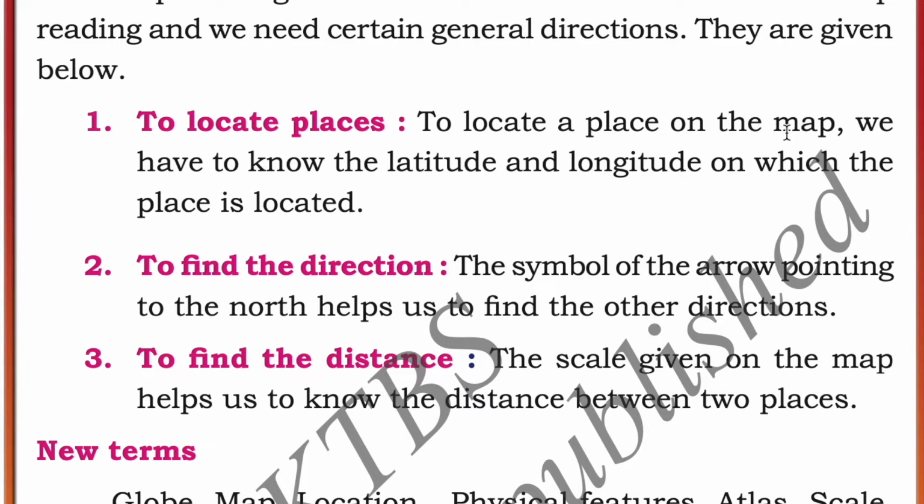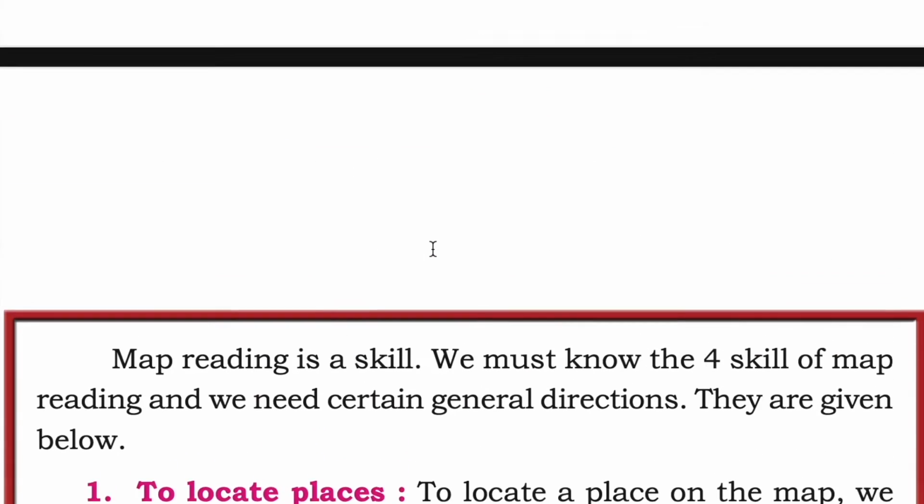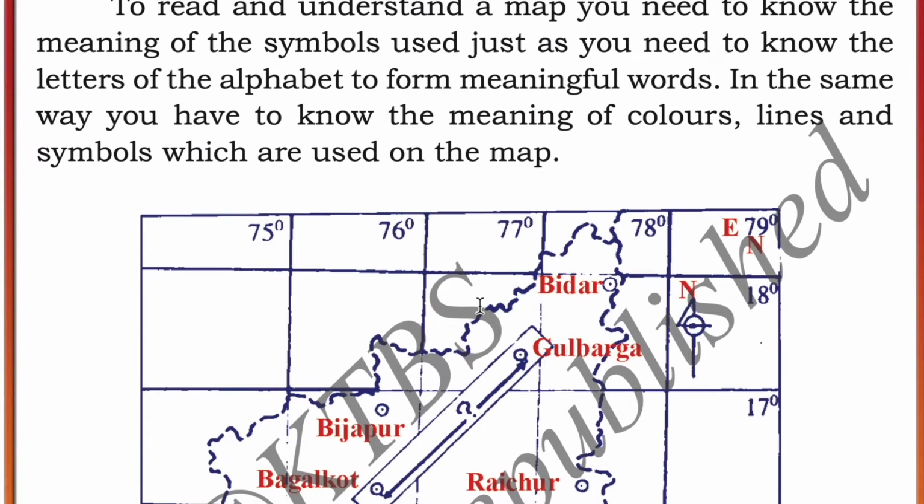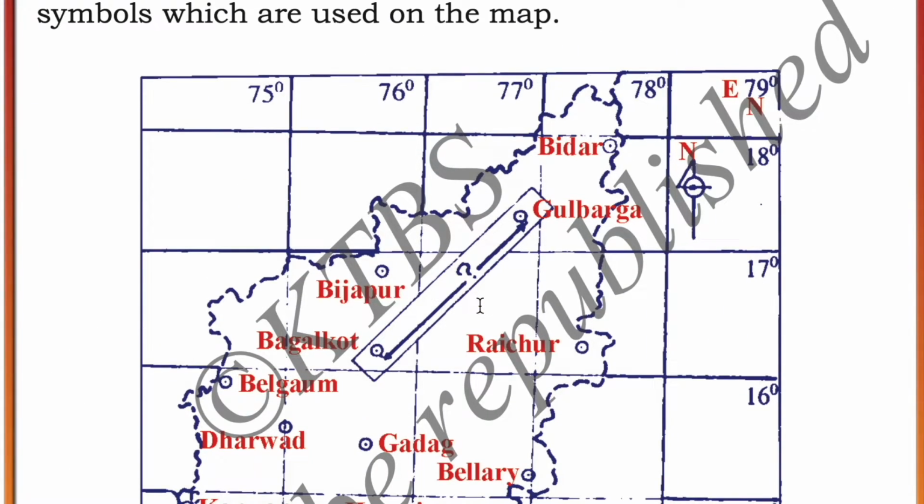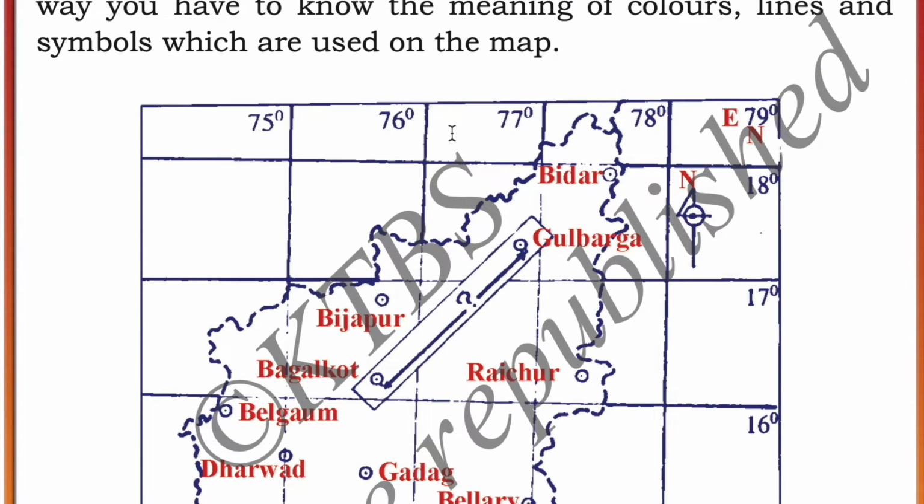To locate a place on the map, we have to know the latitude and longitude on which the place is located. For example, taking a look at our map of Karnataka over here, if you go to 16 degrees and then if you go over here to around 75 degrees, then the intersection will give you close to the regions of Belgaum and Bagalkot.